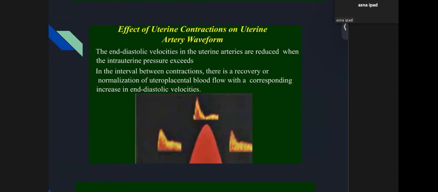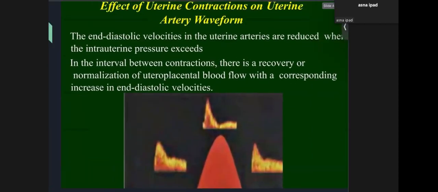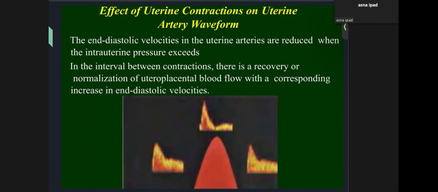Also, the effect of uterine contractions on the uterine artery waveform. The end diastolic velocity in uterine arteries is reduced when intrauterine pressure increases. In this image, the peak of the red wave is the peak of the contraction, where you can see the end diastolic velocity is reduced. In the interval between the contractions, the end diastolic velocity returns to normal.